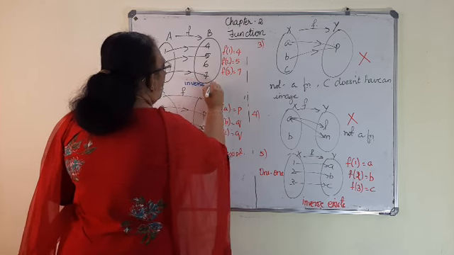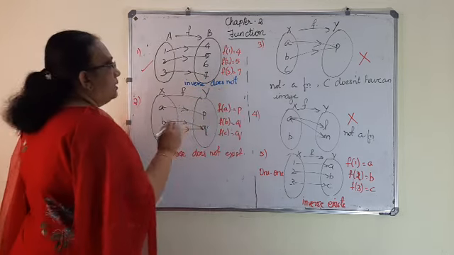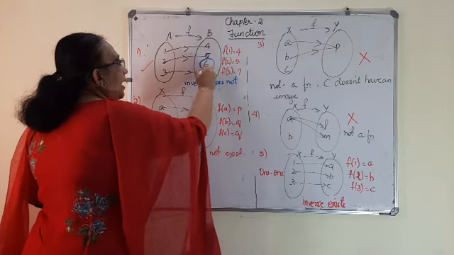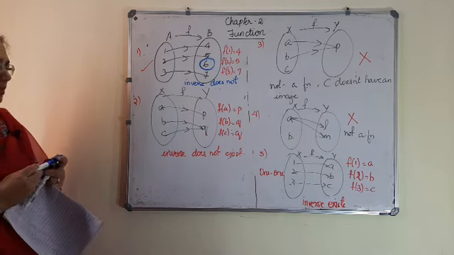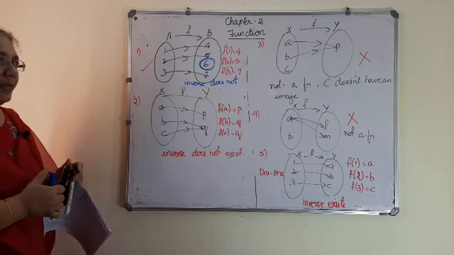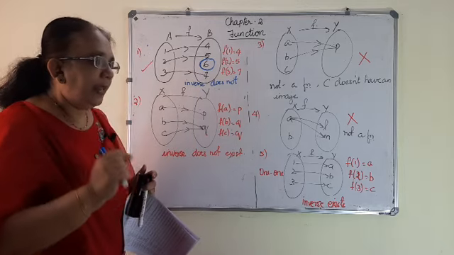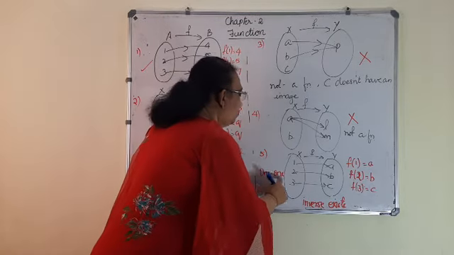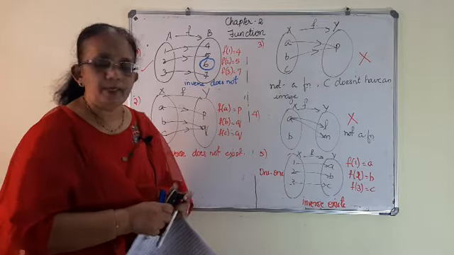Inverse does not exist, because 6 will not have an image. For the inverse to exist, a function must be 1-1. The inverse of a function exists only if the function is 1-1.